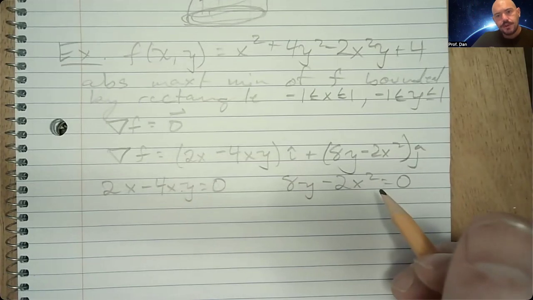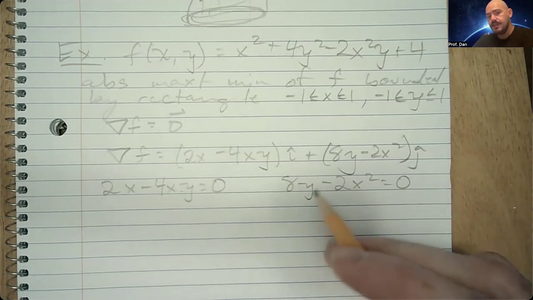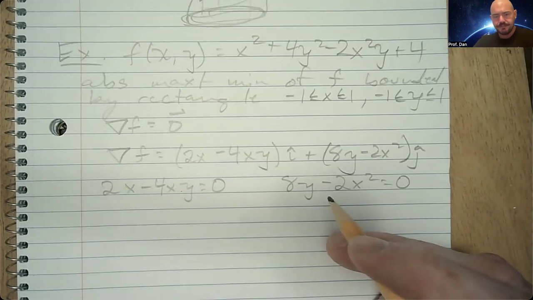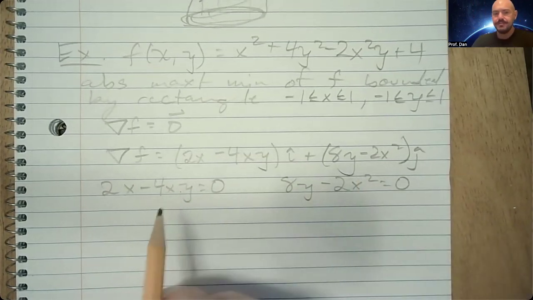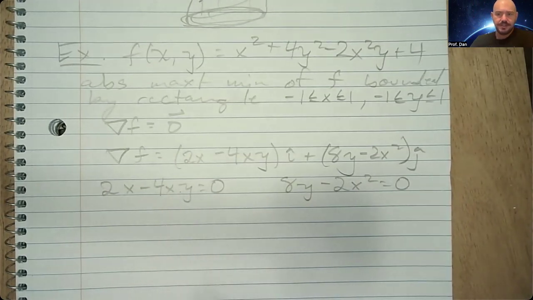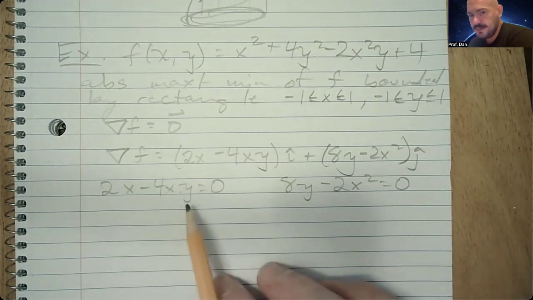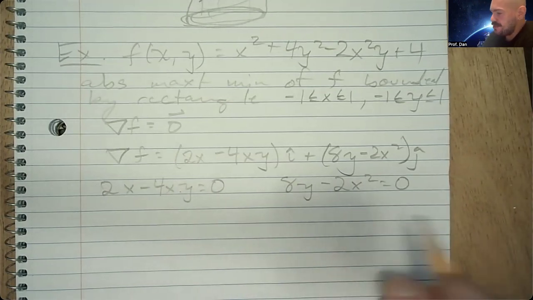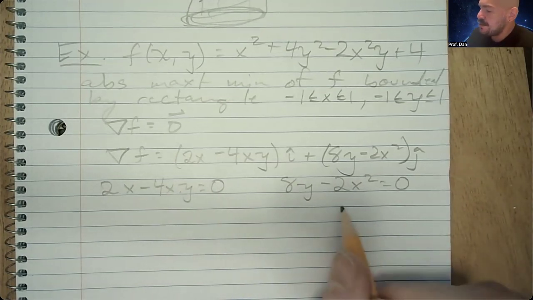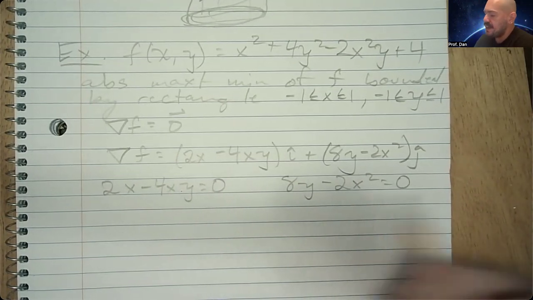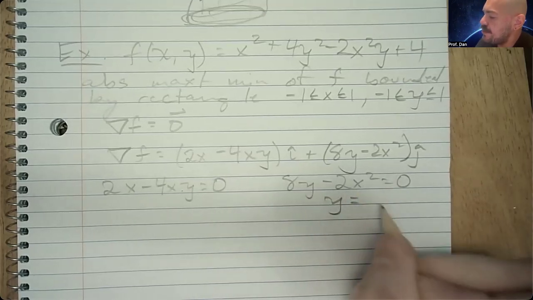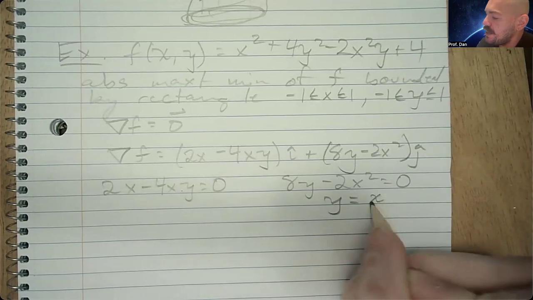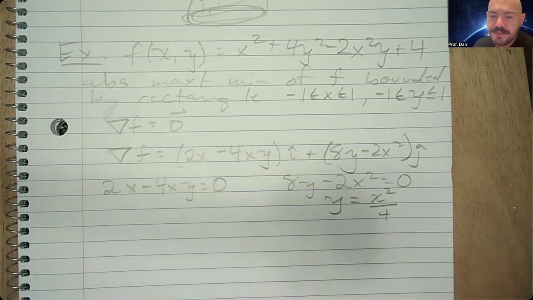So like before, I'm going to try to substitute. I'm going to get y by itself in this equation because it's going to result in something that's easier to work with than solving this for anything. Which wouldn't be bad, but path of least resistance here. So if I solve for y, I'm going to add 2x squared to both sides. I get y equals 2x squared over 8, which is the same thing as x squared over 4.